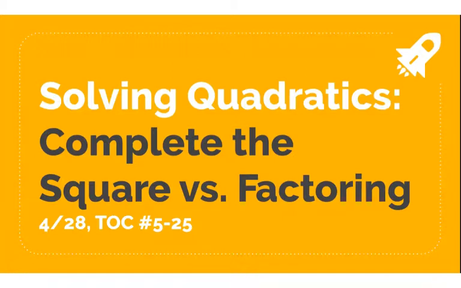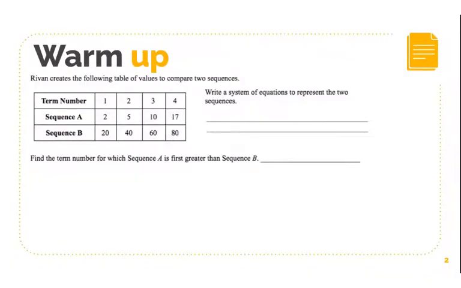All right, so you have a warm-up, and let's get to that first. So we've got two sequences, and Ravon creates the following table of values to compare these two sequences. So in red, I'm going to kind of focus on this sequence A. And in black, I will focus on this sequence B. Okay, so I kind of like to write them separately.